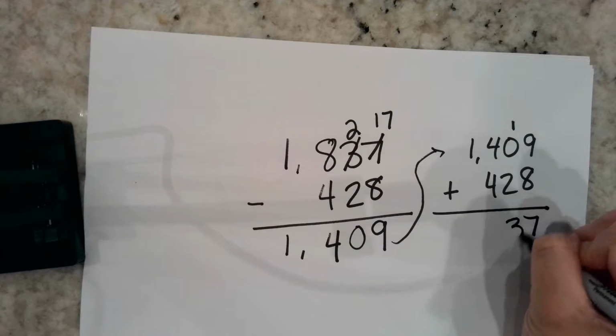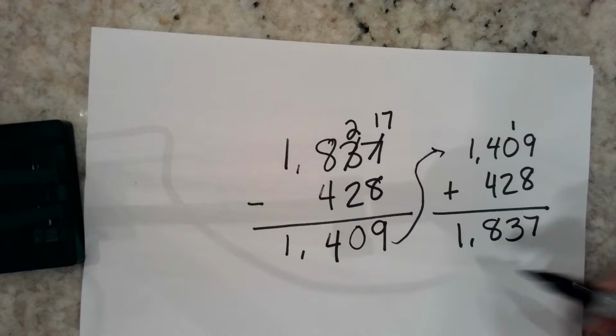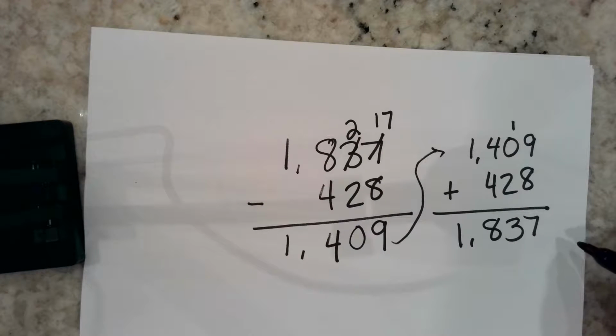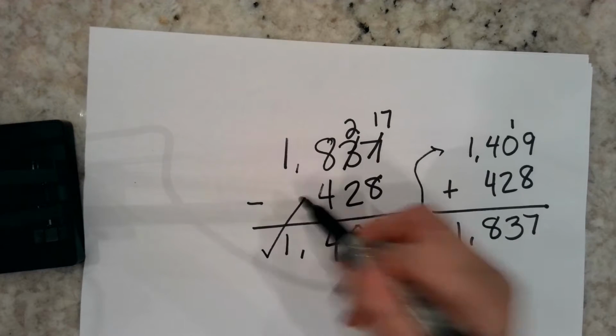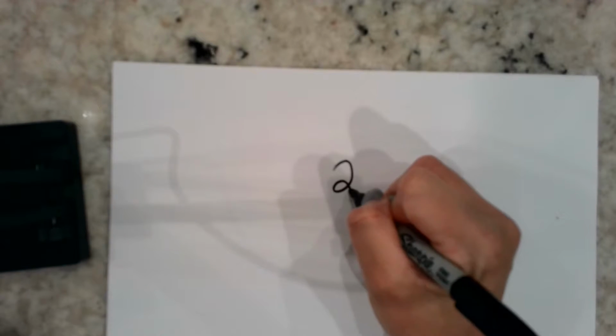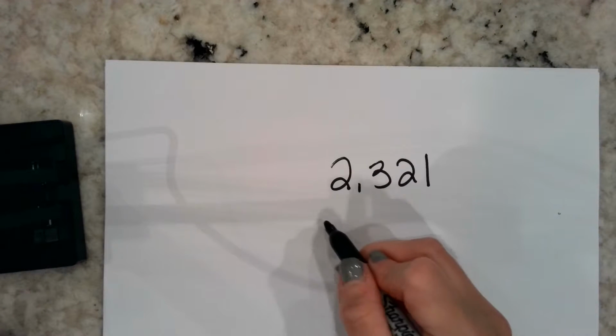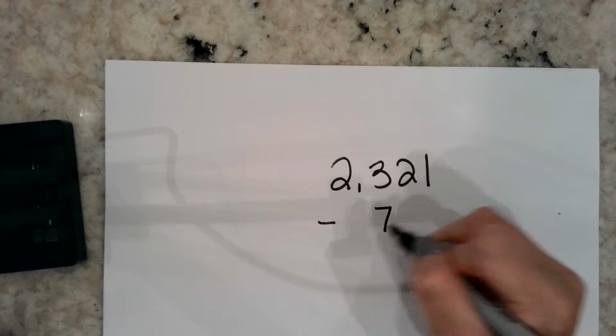3, 8, 1,837. So it looks like our difference is correct. That was the first problem. The second problem I gave the students was 2,321 subtract 782.